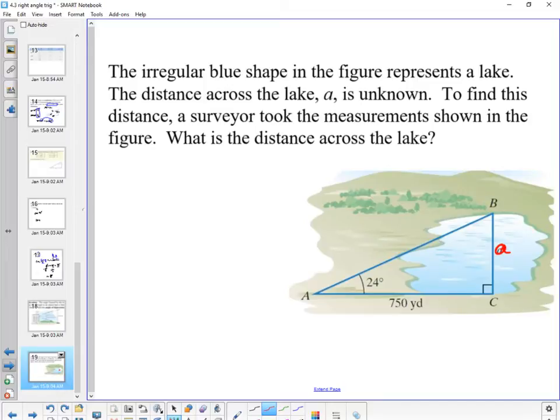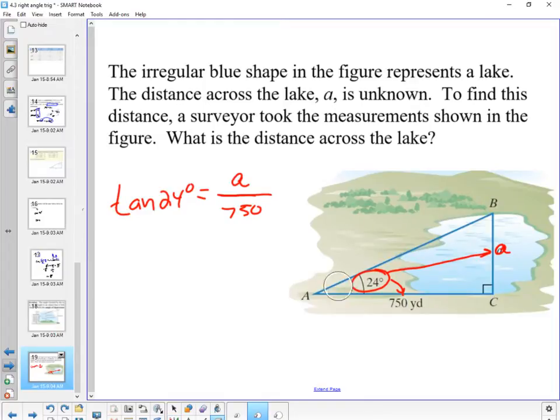Which trig function compares those two to my given angle of 24 degrees? I have the opposite and the adjacent, so that's tangent. Tangent of 24 degrees should equal the ratio, opposite over adjacent. The opposite is A, the adjacent is 750. We're solving for A.